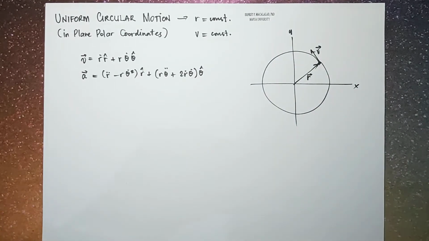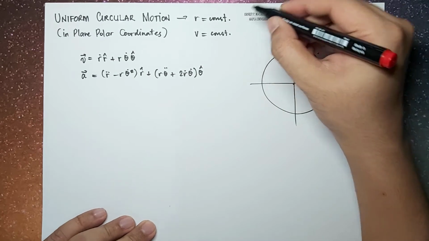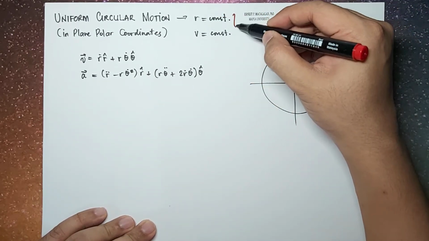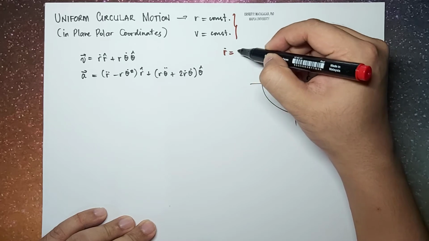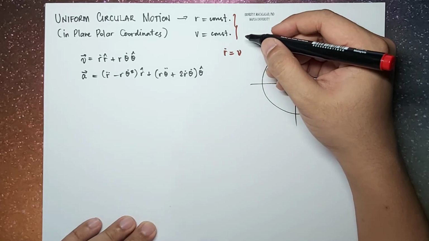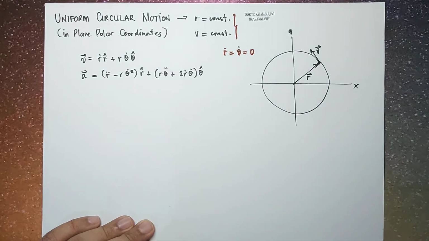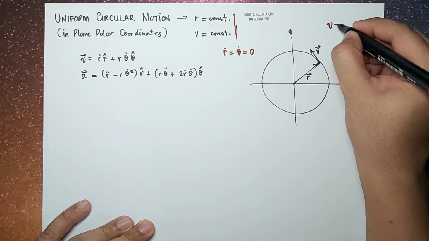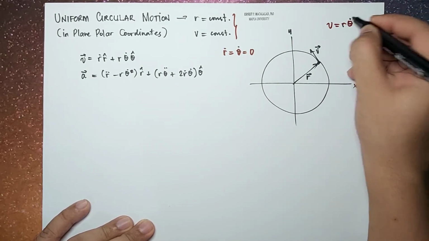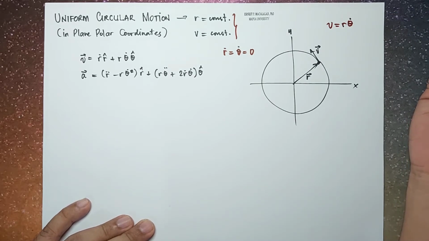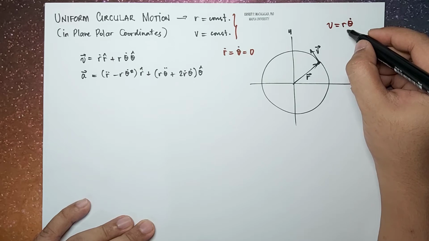Because r is constant since it's moving in a circular path, and the speed is uniform, this means that r dot and v dot and theta dot are both equal to 0. Remember that v is equal to r theta dot, and this is equal to a constant.